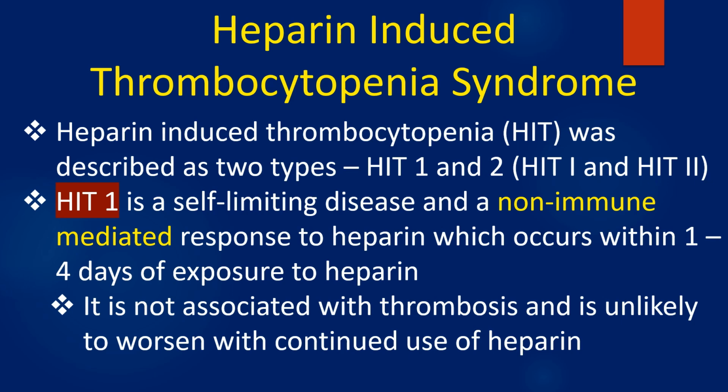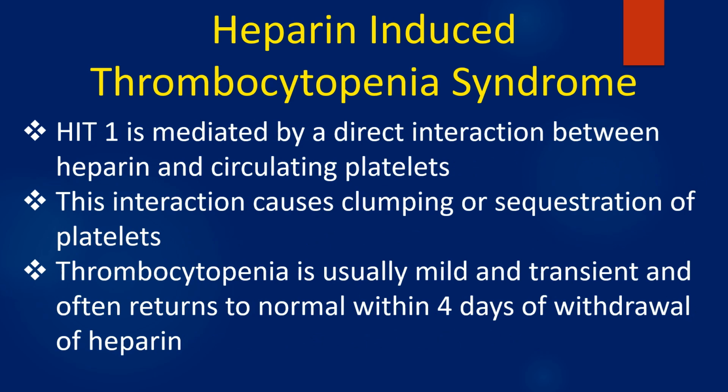HIT1 is a self-limiting disease and a non-immune-mediated response to heparin, which occurs within 1 to 4 days of exposure to heparin. It is not associated with thrombosis and is unlikely to worsen with continued use of heparin. HIT1 is mediated by a direct interaction between heparin and circulating platelets. This interaction causes clumping or sequestration of platelets. Thrombocytopenia is usually mild and transient and often returns to normal within 4 days of withdrawal of heparin.